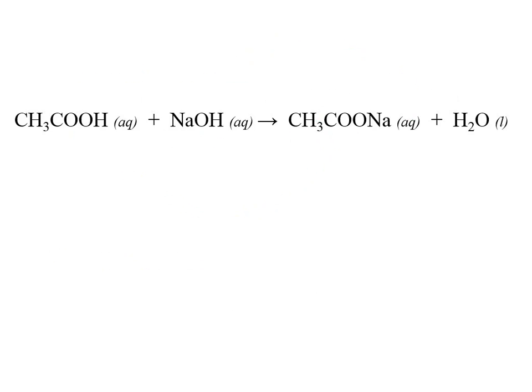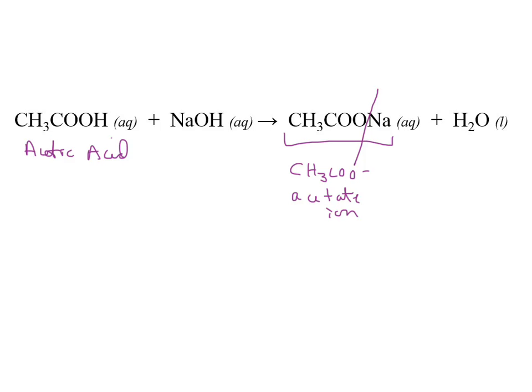This one, because we're going to be using it a lot with our titration problems, is called acetic acid. You might recognize it because on the product side, this thing right here, I don't know if you remember, CH3COO negative is actually the acetate ion. Okay, so that's sodium acetate. So we have acetic acid.